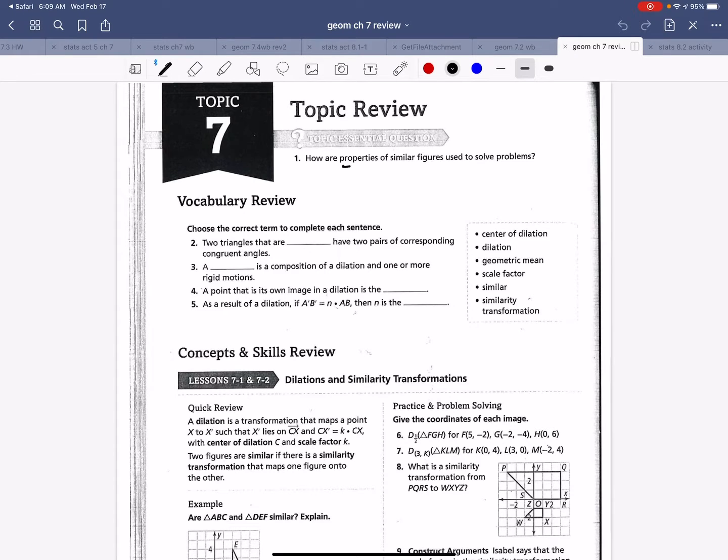So it says, how are properties of similar figures used to solve problems? All right, so we solve problems with angles because we know they're the same. And we solve problems with sides because we know that they're the same ratio. So we've used similar figures for thousands of years.